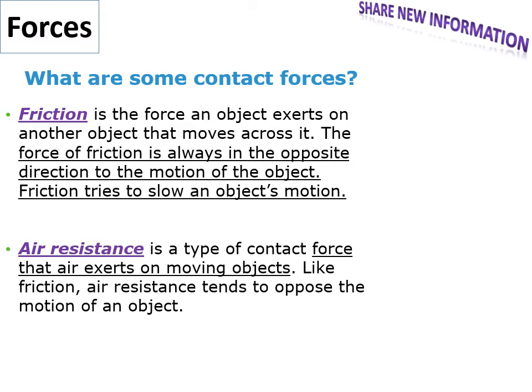When two objects are rubbed together, then friction force comes up. And friction is always in the opposite direction to the motion of an object. So friction tries to slow down the object's motion. And air resistance is a type of contact force that air exerts on moving objects. If somebody is freely falling from some height, then air resistance is exerted because the air particles are contacting that person. So like friction, air resistance tends to oppose the motion of the object. So always air resistance and friction will be opposite to the motion of an object.